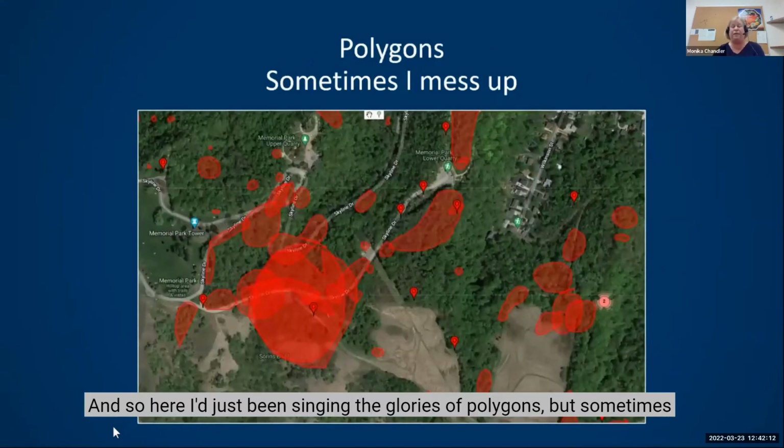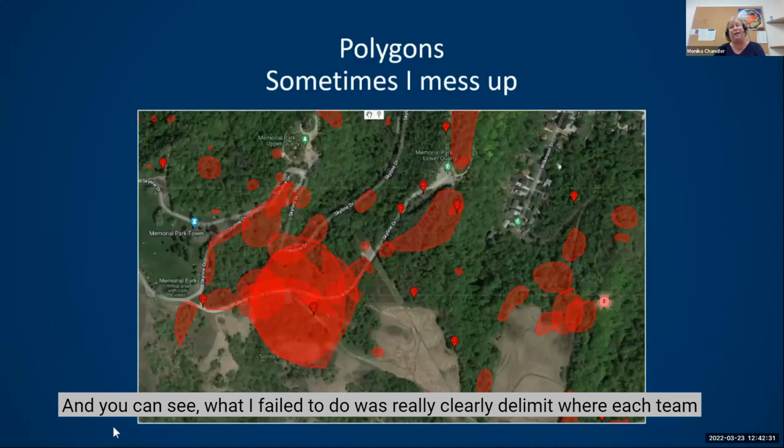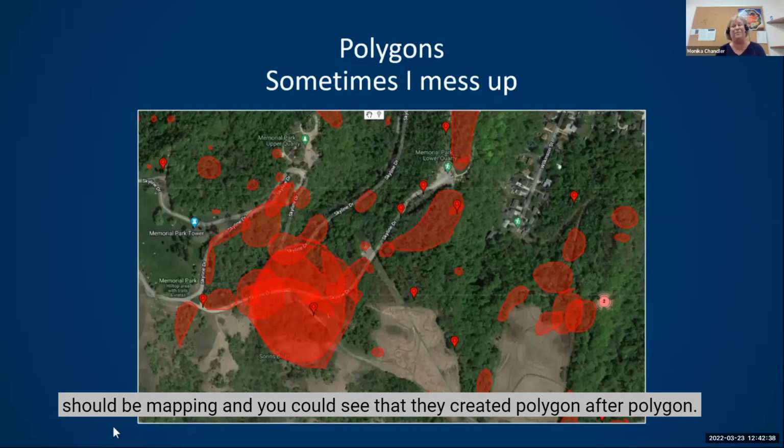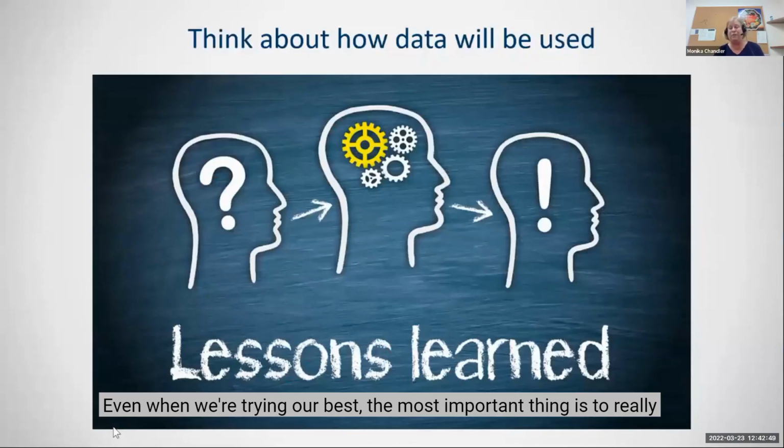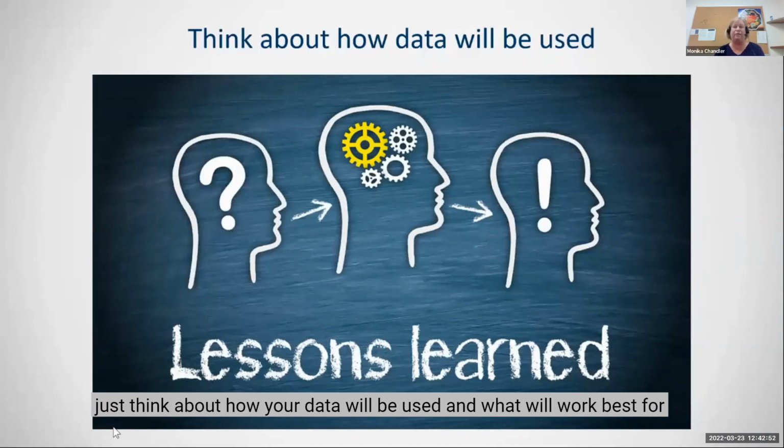And so here I've just been singing the glories of polygons, but sometimes I could still run into trouble. I created this problem that we're looking at right now, where we had crews mapping Asian bittersweet in a park, and you can see what I failed to do was really clearly delimit where each team should be mapping, and you can see that they created polygon after polygon. So we can still end up with some messy data even when we're trying our best. The most important thing is to really just think about how your data will be used and what will work best for the way that you and the folks that you work with will be using the data.